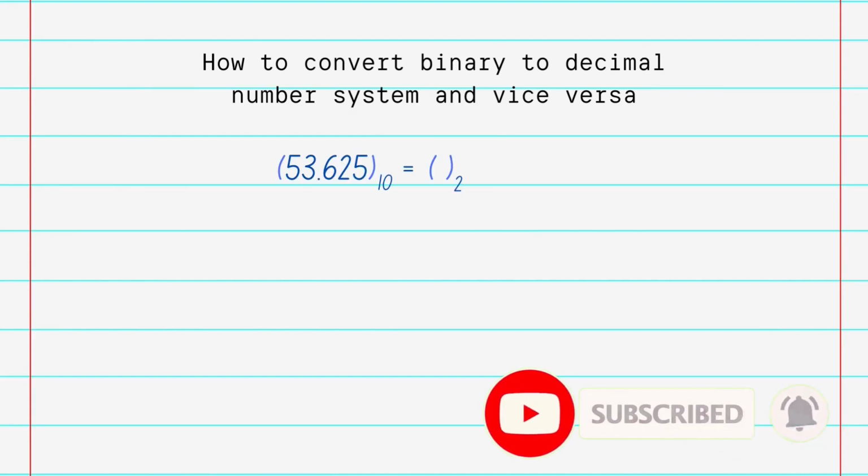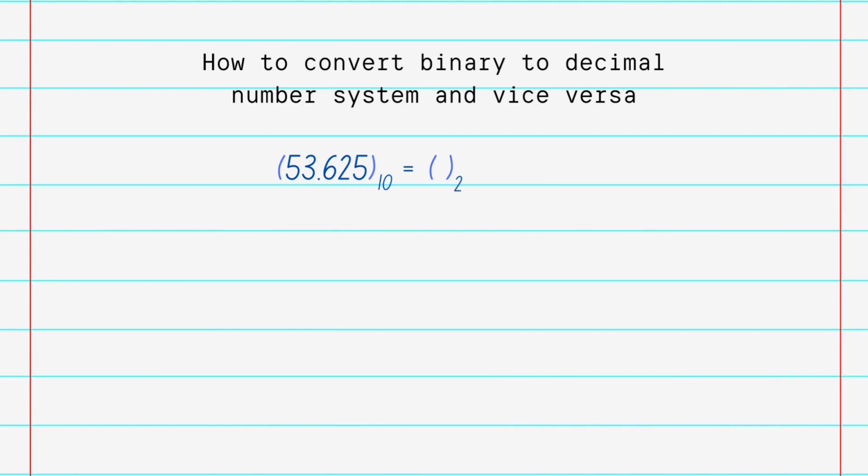Let's consider the example floating point number 53.625. Basically, a floating point number is a positive or negative whole number with a decimal point. For example, consider the number 53.625 and we want to convert this number into binary number system. So let's convert this number in the form of 0 and 1.